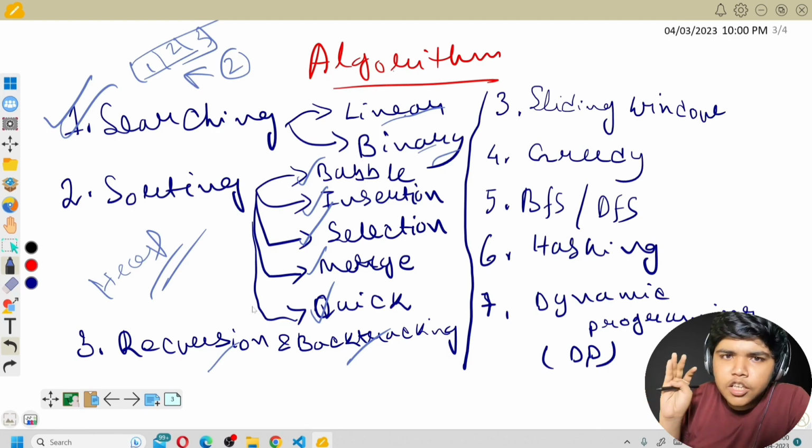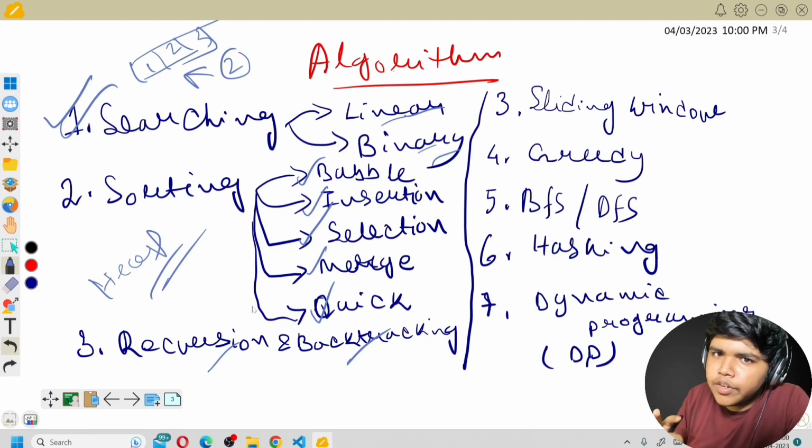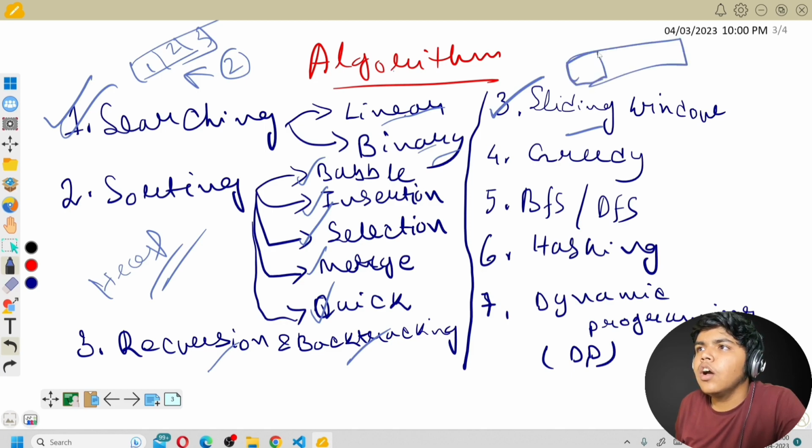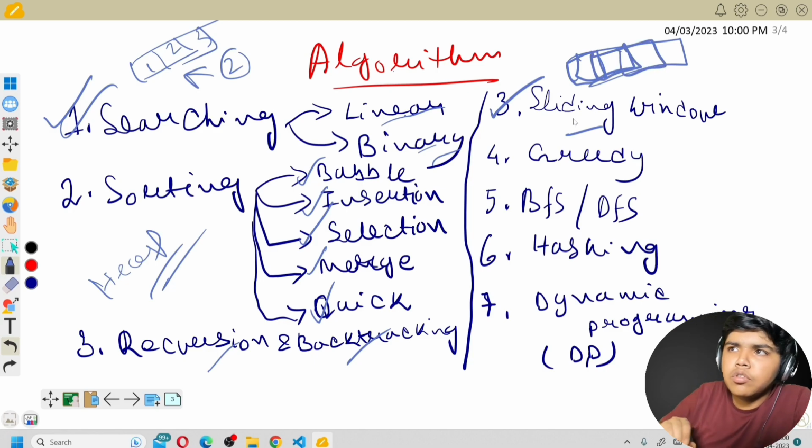Like in every tree problem, in every graph problem, and especially DP, all are based on recursion. Recursion is a very interesting and amazing algorithm. Okay, next we have sliding window. Sliding window is basically where you are given an array and you need to measure a window size. So this is something about sliding window. When I teach sliding window, I will explain it briefly.